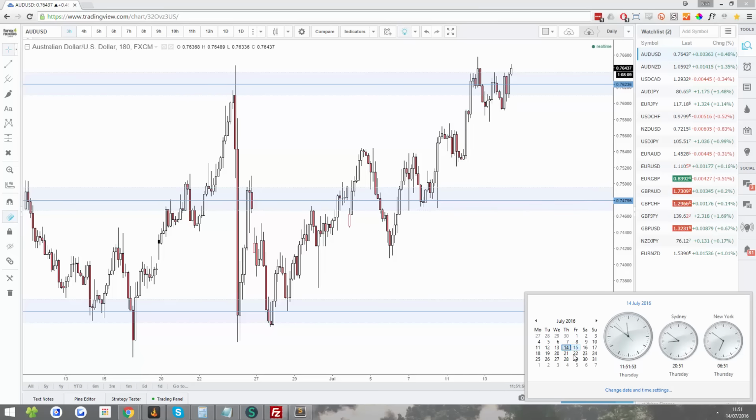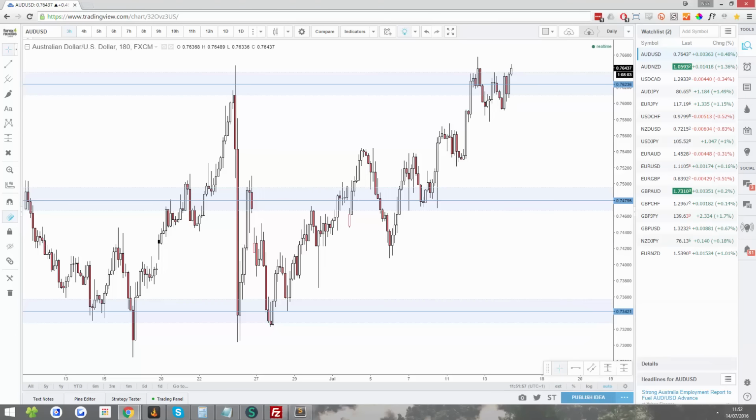Today is Thursday the 14th of July 2016 and the time is 11:51 here in the UK. You're looking at an AUDUSD 3-hour chart. In today's analysis we're going to be looking at the pairs to the right here, except for the GBP pairs because I'm not trading GBP right now because of Brexit. So we're going to be looking at these pairs highlighted here and we're going to be looking at each and every time frame for those pairs, scanning for price action setups.